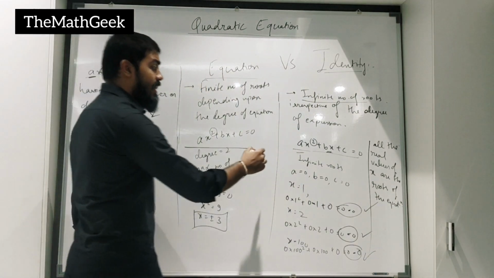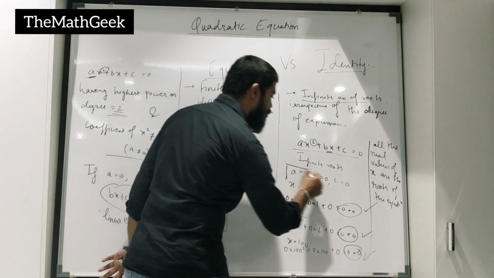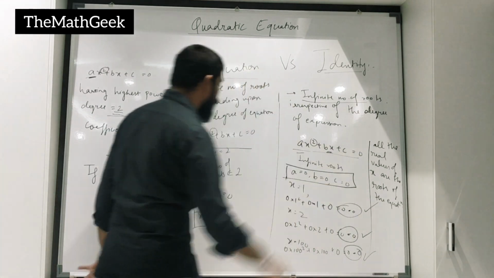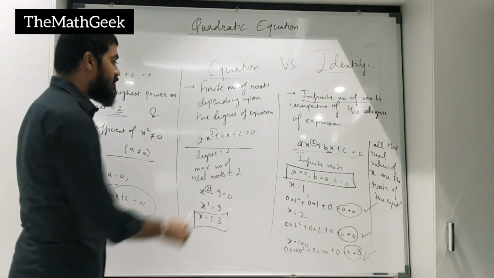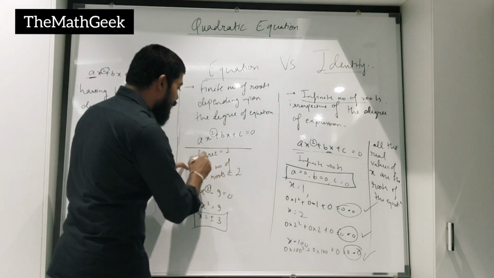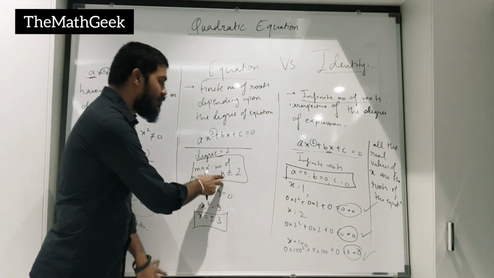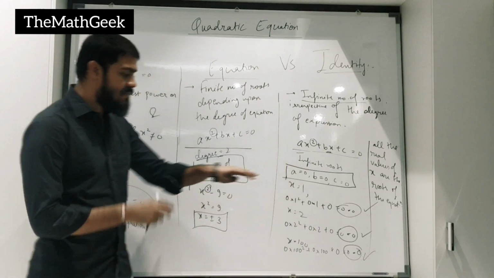Therefore, for an expression to be an identity, the most necessary condition is all the coefficients should be equal to 0, and for an equation, the degree should be equal to the number of roots. The degree should be equal to the maximum number of roots. Got it? Let's take a question for this.